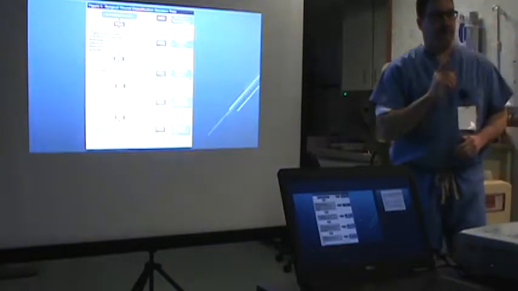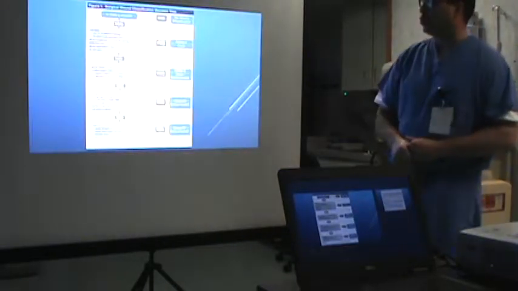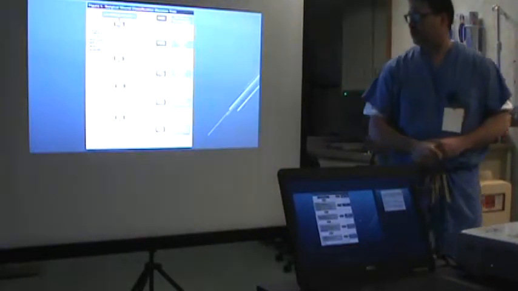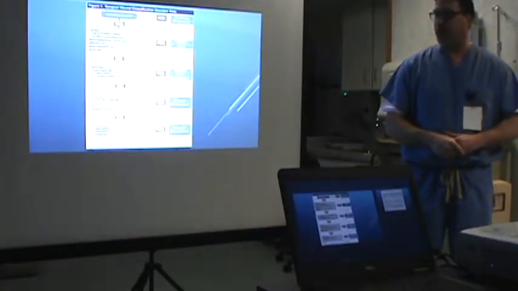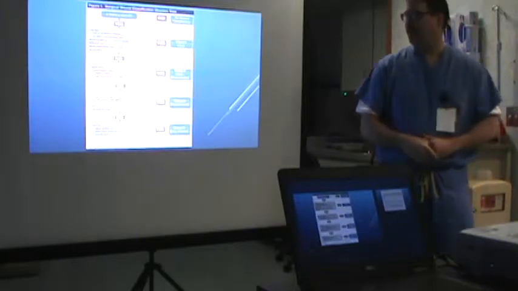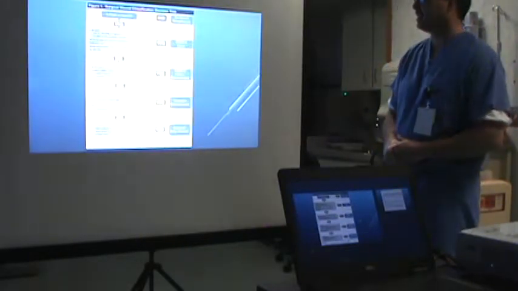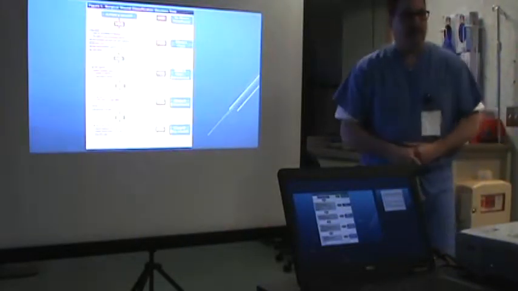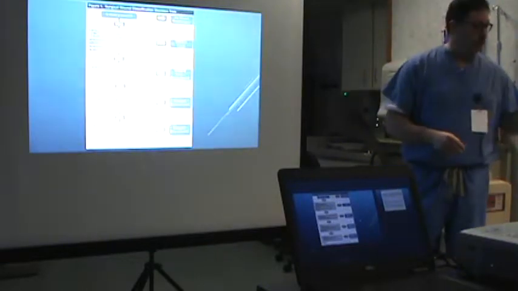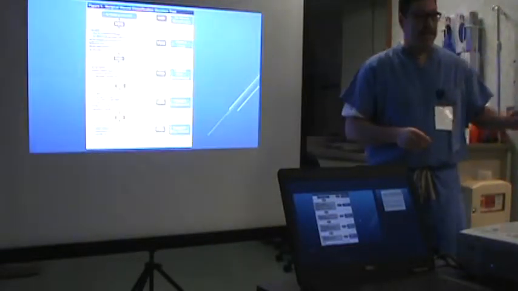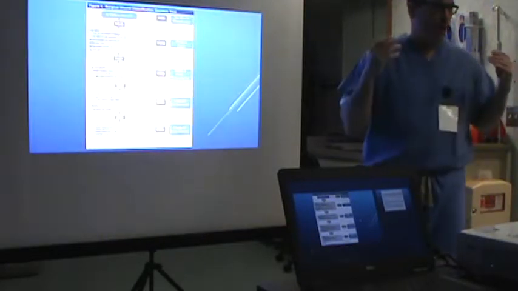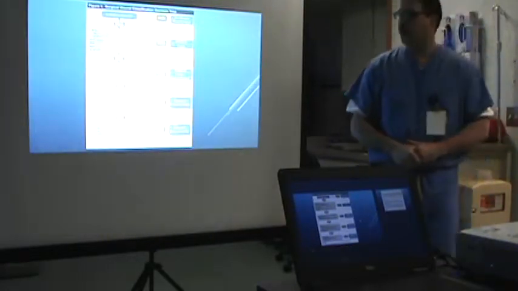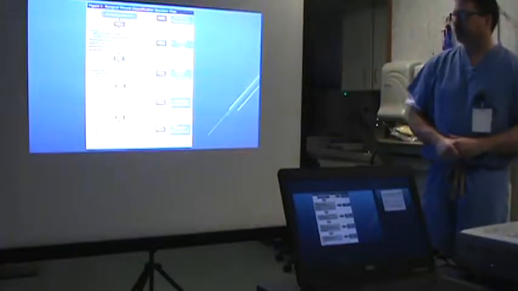So I handed out a decision tree to everyone. That's something for you as circulating nurses to keep in your pocket. It may help guide you through that decision process. I'm not going to read through that, but I'll let you review it. As I mentioned, we also have laminated cards to put in all of the operating rooms so that we can help guide that discussion regarding wound classification.